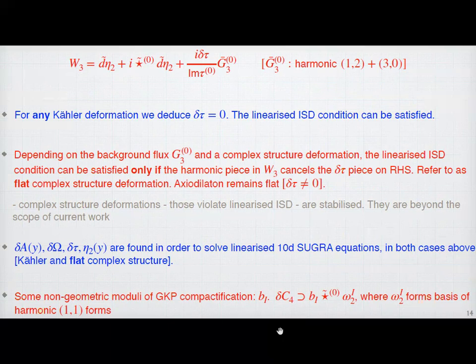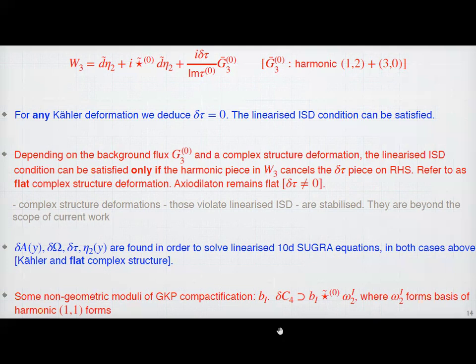It is because this equation has a Hodge decomposition structure. In this side, it is exact. This can be written as a co-exact, and this is always harmonic because it's the background G3. And any harmonic component of W3 should match with that. And the components that the Kähler deformations can generate here are not of this form. So delta tau must be 0. So that we have found.